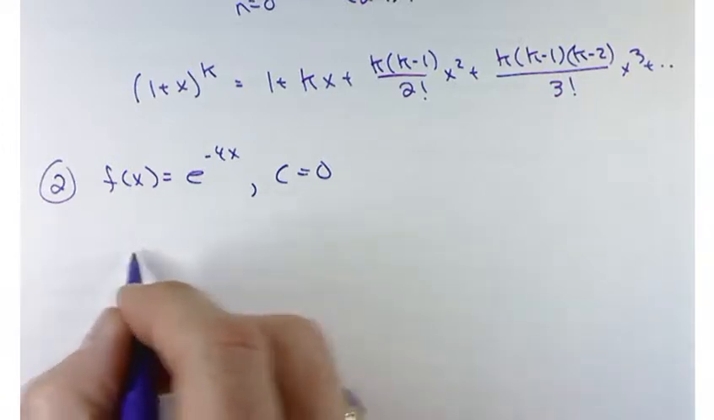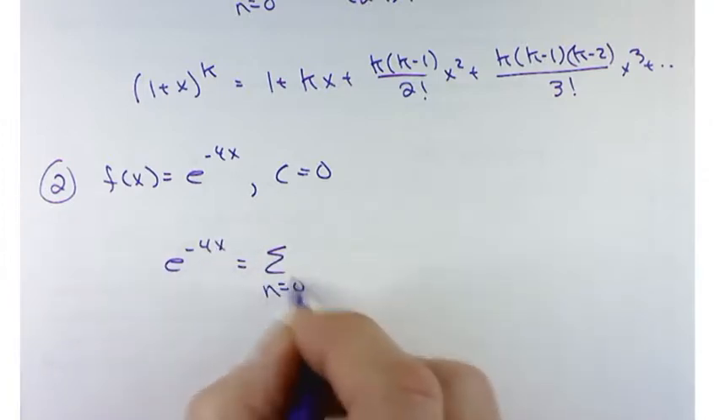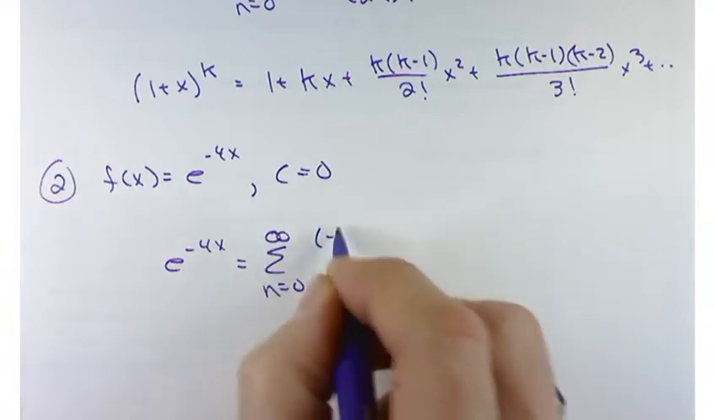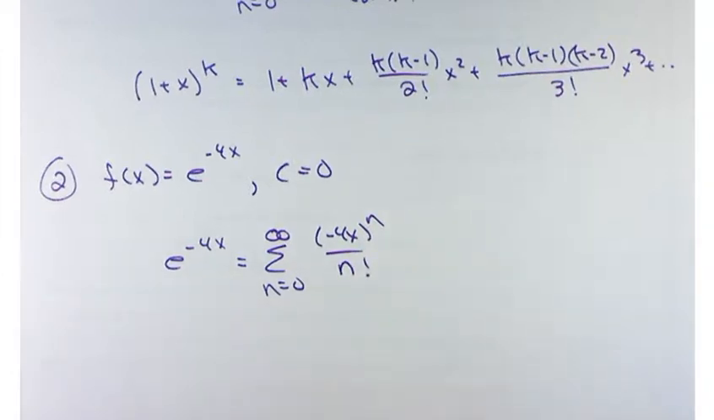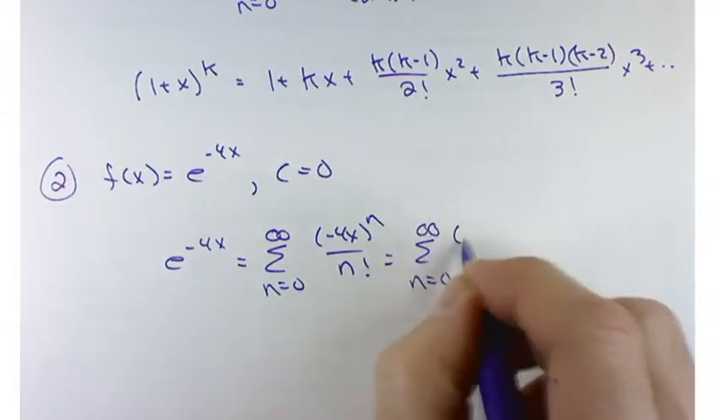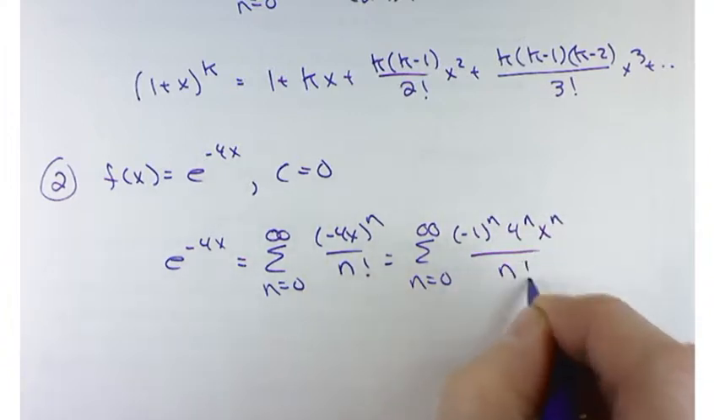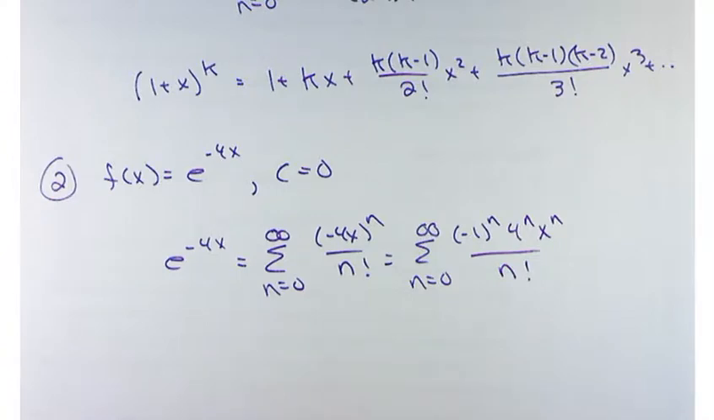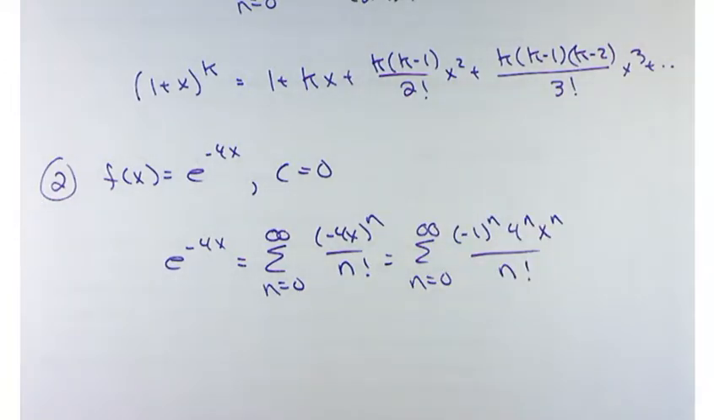So my series for e to the negative 4x is going to be the sum from n equals 0 to infinity of negative 4x to the nth power over n factorial. Now, if you're really motivated, you could split this up in a couple different ways. N equals 0 to infinity of negative 1 to the n, 4 to the n, x to the n, over n factorial. It's just really window dressing at that point. These two series are equivalent. And it's nice. All we had to do was substitute into that series.